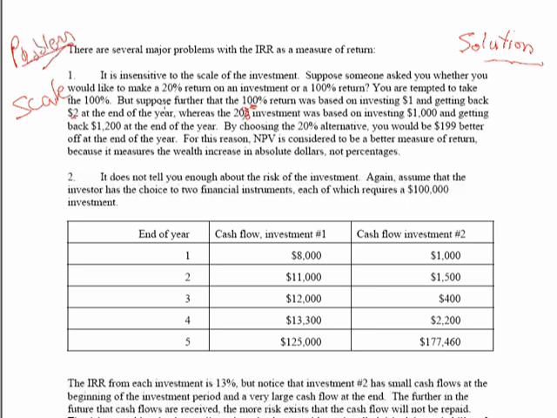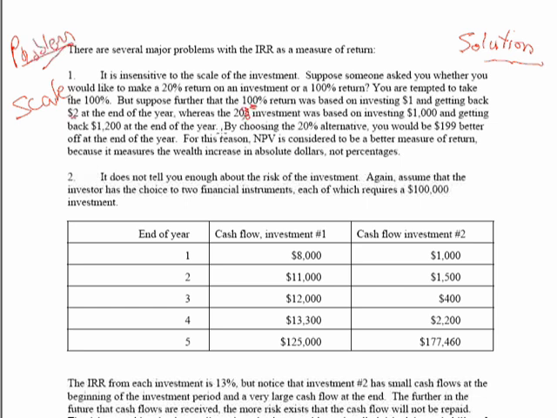So by choosing the 20% deal, you're much better off, right? You'd actually make a lot more money. You'd be a lot wealthier with the 20% return deal because of the scale of the investment. It's a much larger investment. You're creating more dollars with a 20% return than the 100% return with only a dollar investment. So you're creating more wealth.